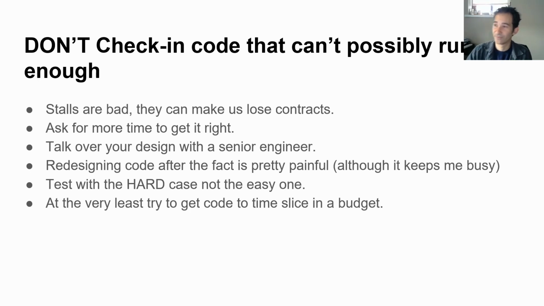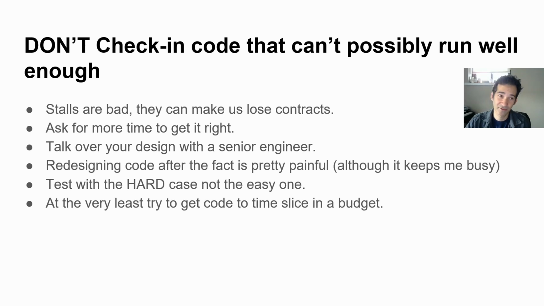Okay, so this was a little bit more just for my company, but I think it's true in general. Don't check in code that can't run well. It's going to be a problem eventually. Blowing frames can make us lose contracts, make us lose work. You should have a sense when you build a system at the get-go: how well does this run? Will it scale up? Sometimes you should ask for more time to work on it and get it right, or just build your basic data structures. You can talk with a senior engineer, hopefully there are senior engineers. If you haven't given any thought to the system, then it needs to be redesigned, possibly by somebody like me, but that keeps me employed.